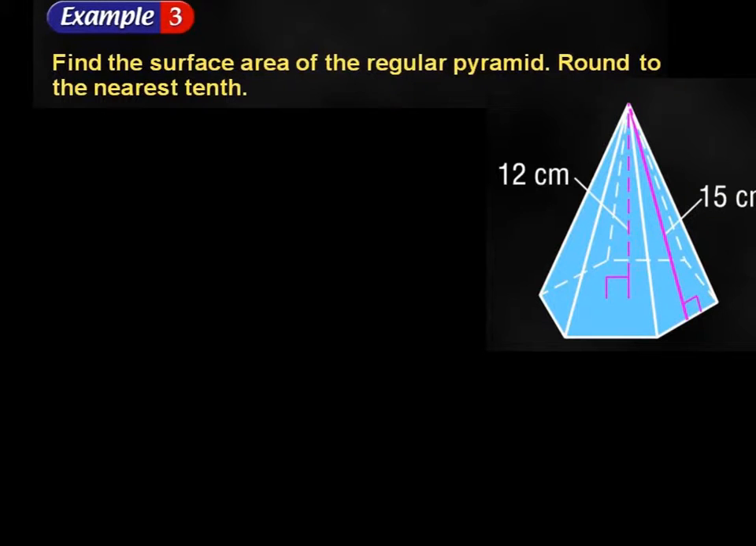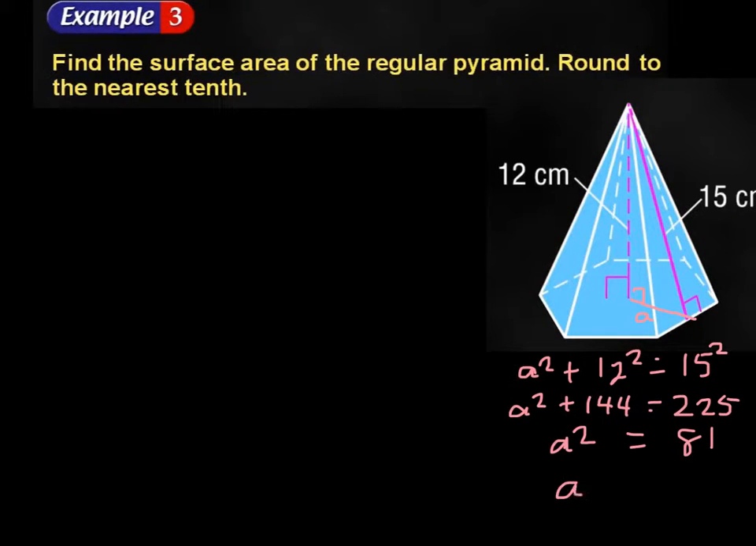Okay, here we go. Find the surface area of the regular pyramid, round to the nearest tenth. They gave me the slant height. Yay! They gave me the altitude. They did not give me the apothem of the hexagon. Okay, so we're going to have to use the Pythagorean theorem to find it. There's our little right triangle. So I have a squared plus 12 squared equals 15 squared. 144, 225. Subtract 144 from both sides, and we have a equals 9. Well, that wasn't so bad.